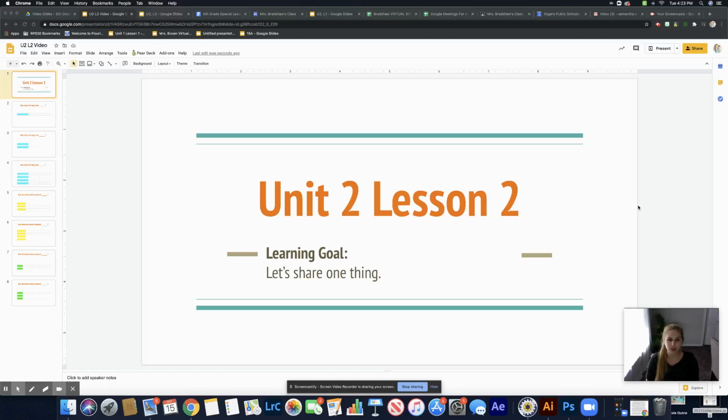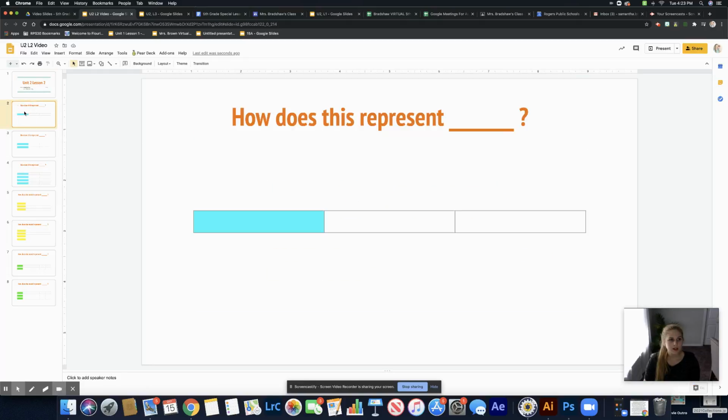Today we are going to do Unit 2, Lesson 2, and our learning goal is, let's share one thing. So this first one, I want to know how this drawing represents 1 divided by 3. How does this represent 1 divided by 3?